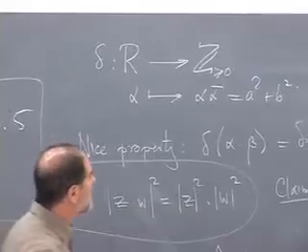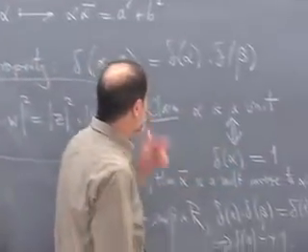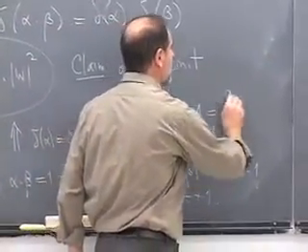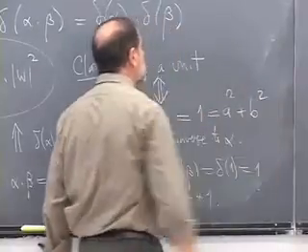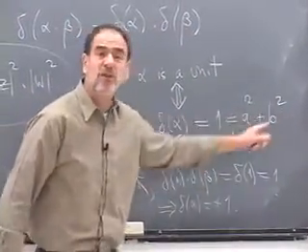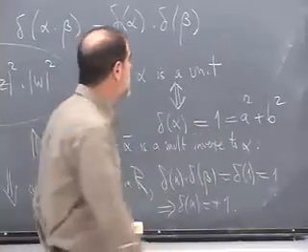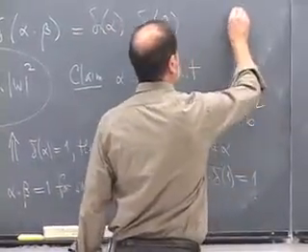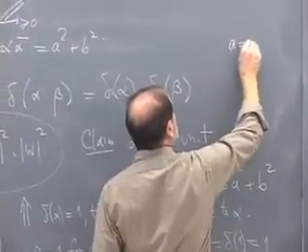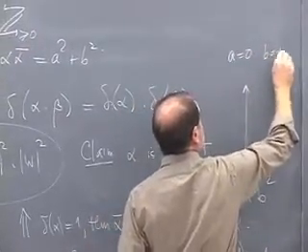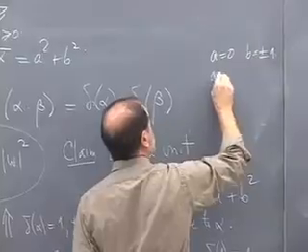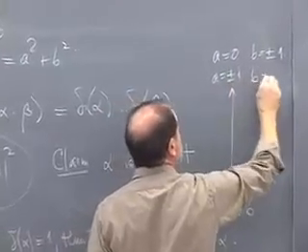Okay, well, when is delta alpha equal to 1? That means that a squared plus b squared is equal to 1. That puts a pretty serious restriction on a and b, right? Because they're integers. So that means a is equal to 0 and b is equal to plus or minus 1, or a is equal to plus or minus 1 and b is equal to 0.